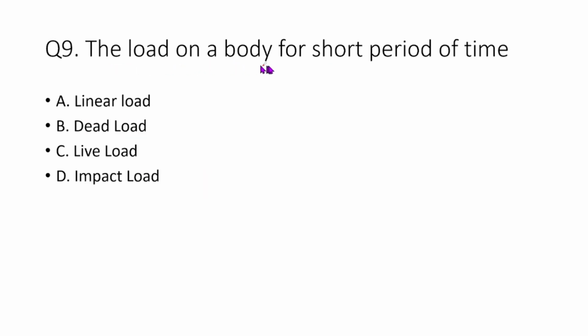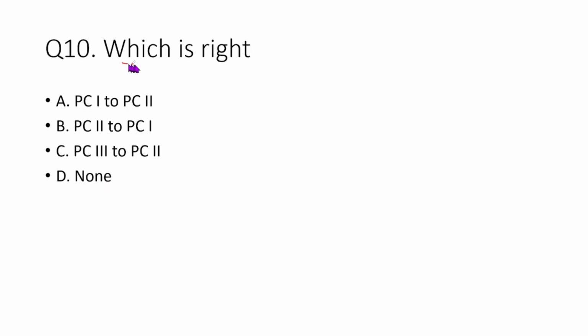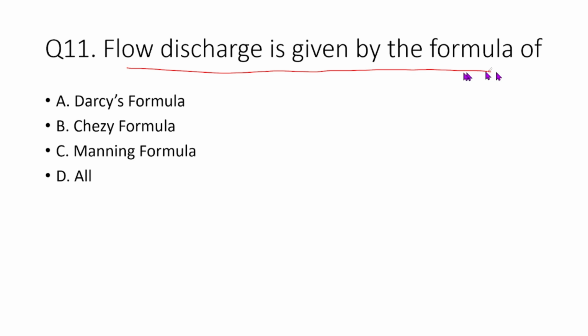The load on a body for a short period of time is called linear load, dead load, live load or impact load. The correct answer is impact load. In the following, which one is right? PC1 to PC2, PC2 to PC1, PC3 to PC2 or none of the above. So the correct answer is PC2 to PC1. Flow discharge is given by Darcy's formula, Chezy formula, Manning formula or all of the above. The correct answer is all of the above.